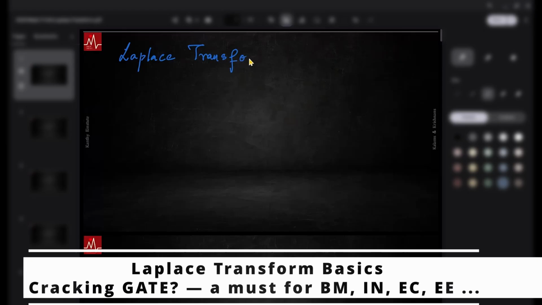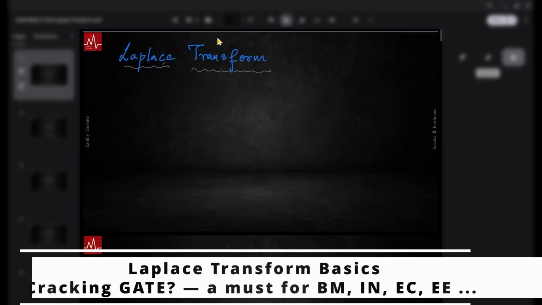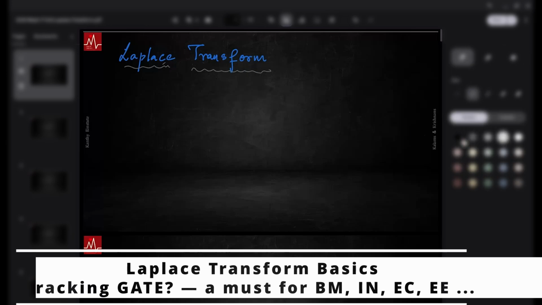Notice, actually, the field of probability owes a lot to Laplace. Okay, he is one of the first pioneers of probability. He also gave us this Laplace transform. The idea is always this.